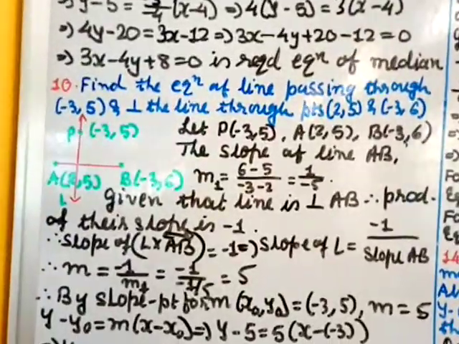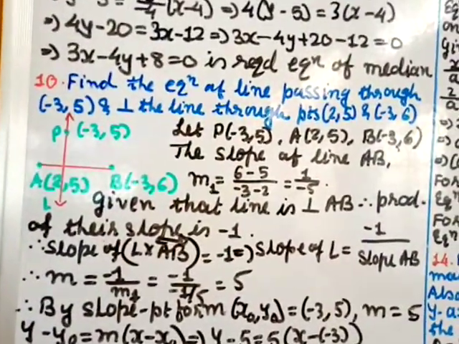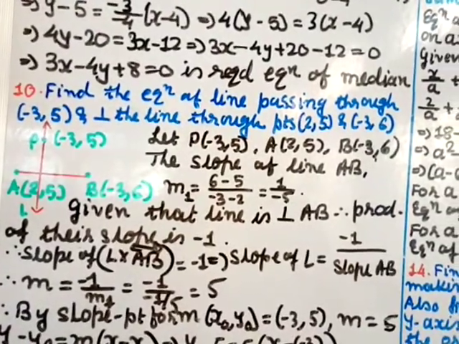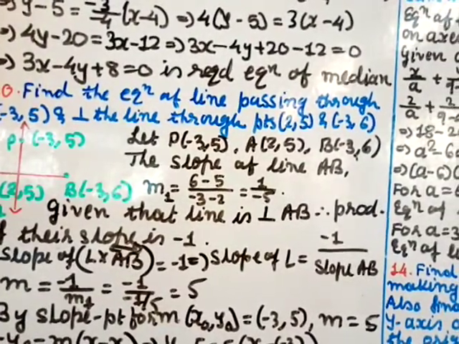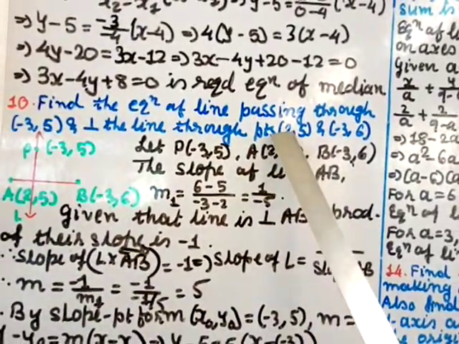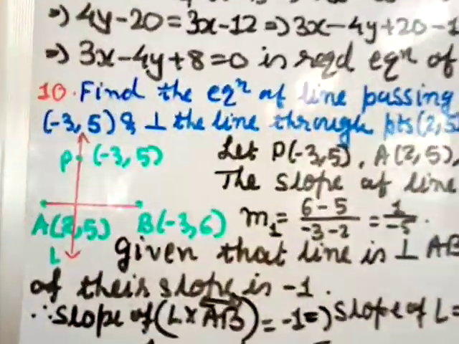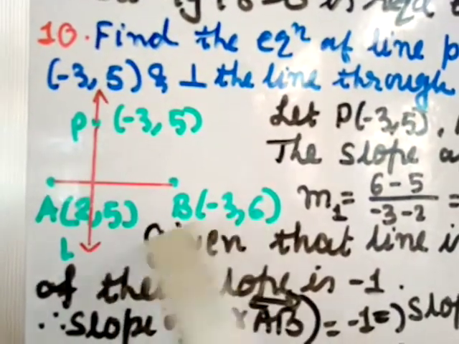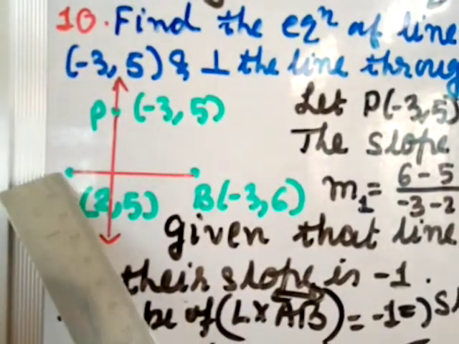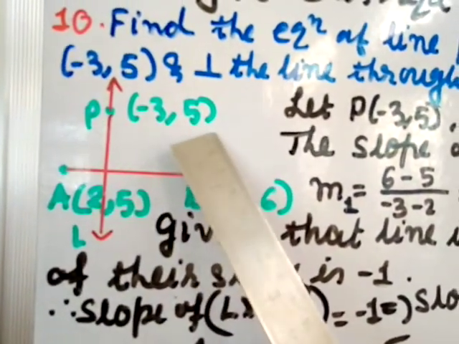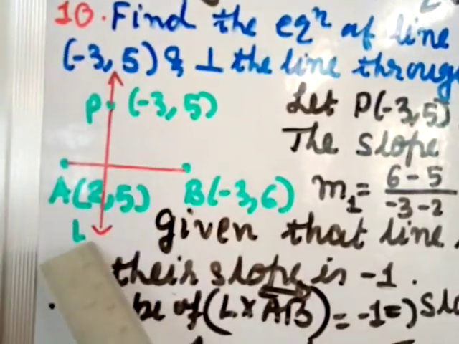Question number 10. Find the equation of the line passing through (-3, 5) and perpendicular to the line through points (2, 5) and (-3, 6). I call this P, this A and this B. I have drawn the figure over here. This is point A (2, 5) and B (-3, 6). There is a line which is perpendicular to AB, and it is passing through (-3, 5). This I call P, and this line I call L.